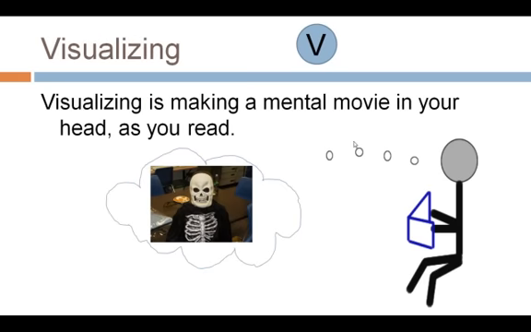Our last strategy we're going to cover today is visualizing. Visualizing is kind of self-explanatory. Visualizing is making a mental movie in your head as you read. You can visualize different things. You can visualize the characters, you could visualize the setting, or you could visualize the action that is taking place as you read. Some strategies for visualizing would even include possibly stopping and drawing a picture from the description that the author has given you.